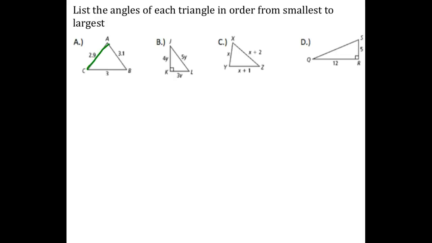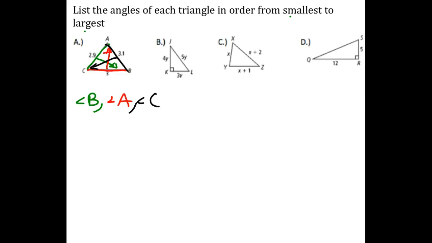So that means AC is the smallest side, which means the smallest angle, we're listing them in order from smallest to largest, is across from the 2.9. That's going to be angle B. So we would say angle B. Now we look at what's left. There's a 3 and a 3.1. Well, 3 is smaller, so here's the 3 side. Across from it then is the smallest angle. Angle A is next, which would leave our last angle to be across from side AB, and that would be angle C.